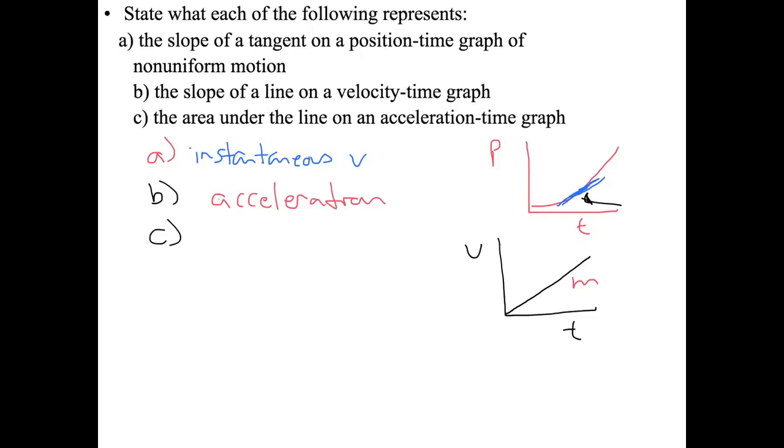C, the area under the line on an acceleration time graph. Acceleration time, the area underneath here is going to represent the change in velocity.